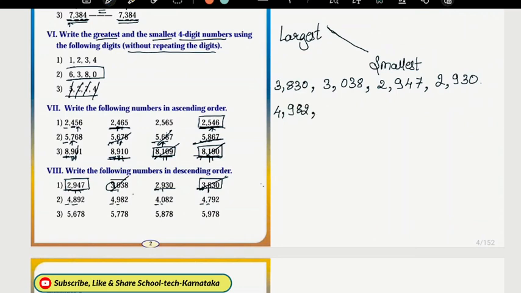We write it as 4982. Then from the remaining 3 numbers, the largest number is, here we have 8, 0, 7. So 8 is largest. 4892. From the remaining 2, this is the largest, 4792, and the remaining number is the lowest, the smallest, 4082.